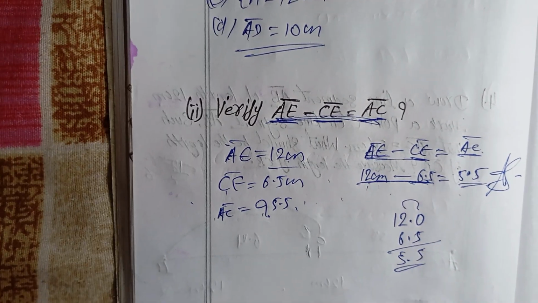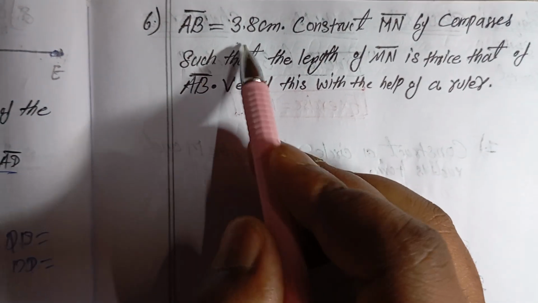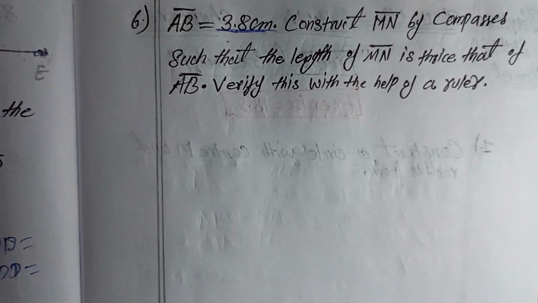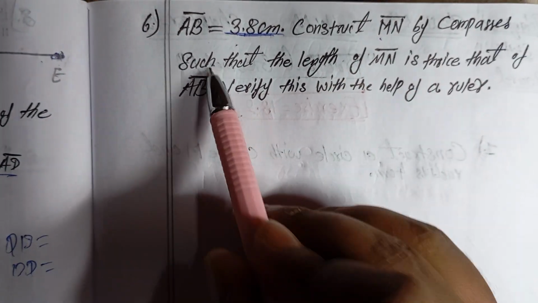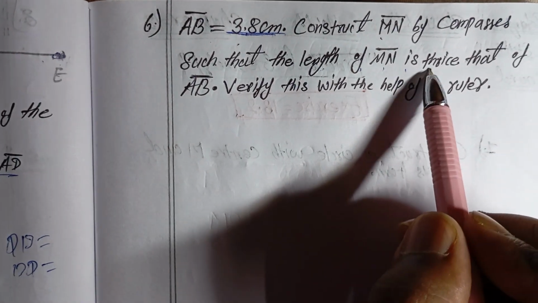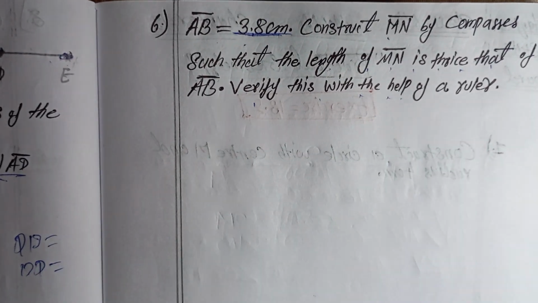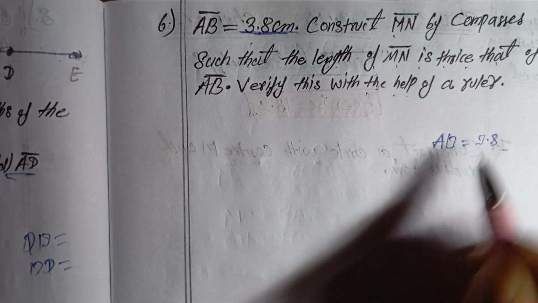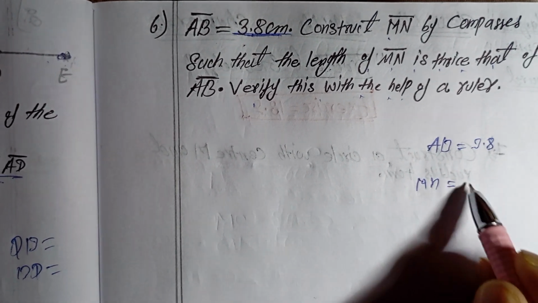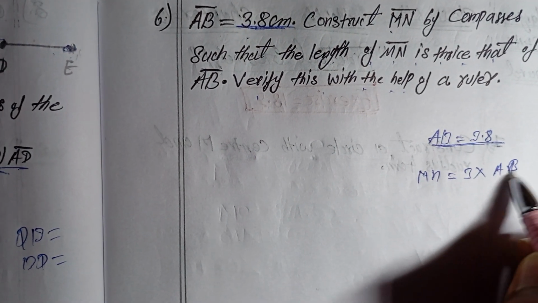Okay, is it clear? Right, so let's talk about this sixth question. What this question is telling is that AB is 3.8 centimeters. Construct MN with the compass such that the length of MN is three times that of AB. Generally it is telling that if the AB distance is 3.8, then the distance of MN is 3 times more than AB.